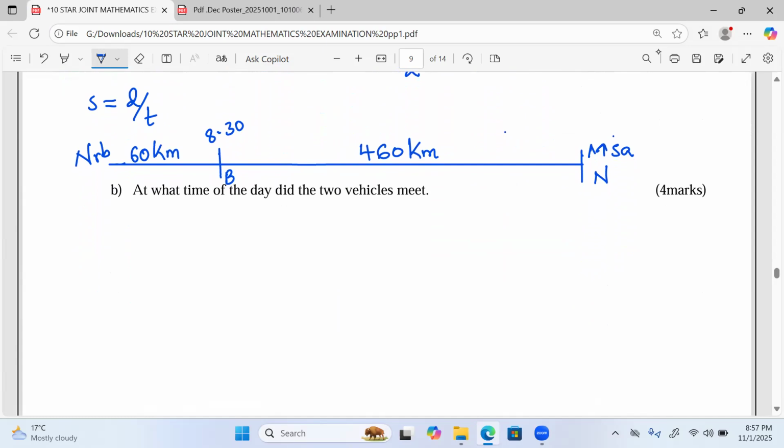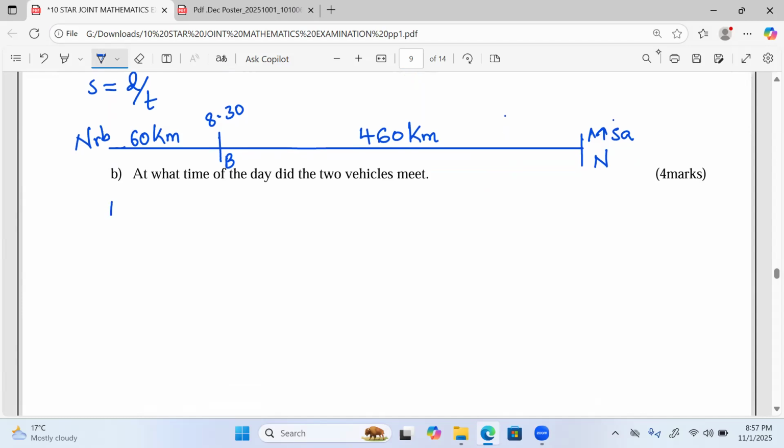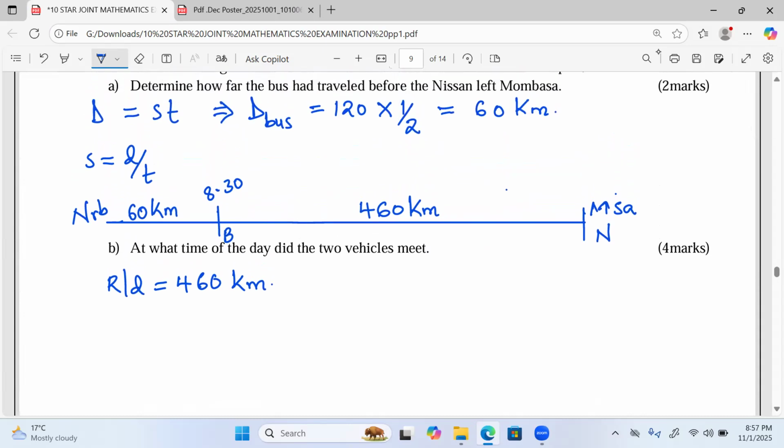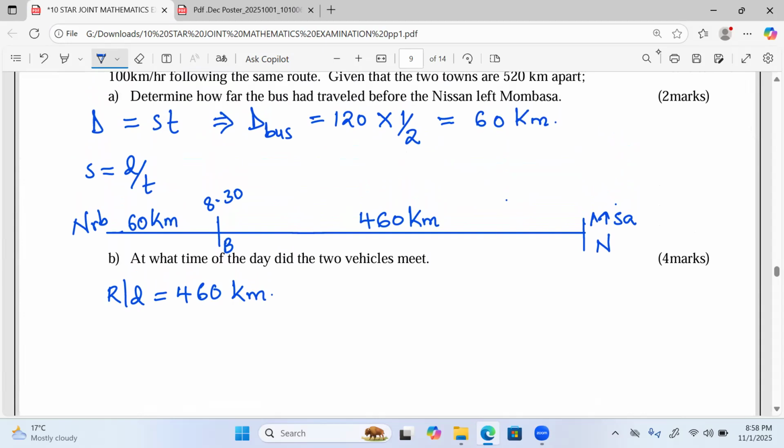The bus is covering part of it. The Nissan Matatu is also covering part of it to ensure that they meet at some point. So we call it the relative distance. 460, the distance between the two vehicles at a given point when they are both moving towards one another. 460 kilometers. Then after this, there is something I want us also to discover, that they are both covering the speed jointly, covering the distance jointly.